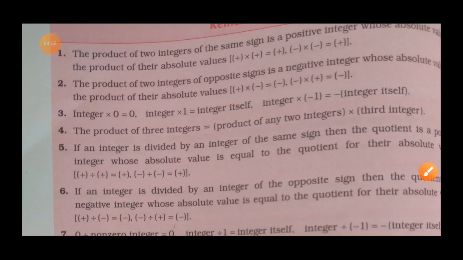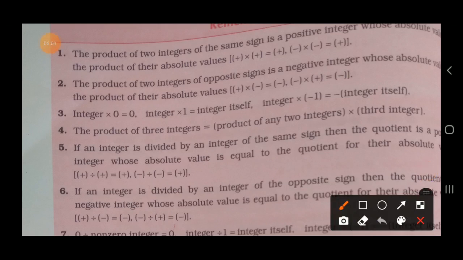Next is, if we are multiplying an integer by 0, then we will get 0, and if we are multiplying an integer by 1, then we are getting the integer itself. And if we are multiplying an integer by minus 1, then we will get the negative of the integer. Okay, let's start the exercise.